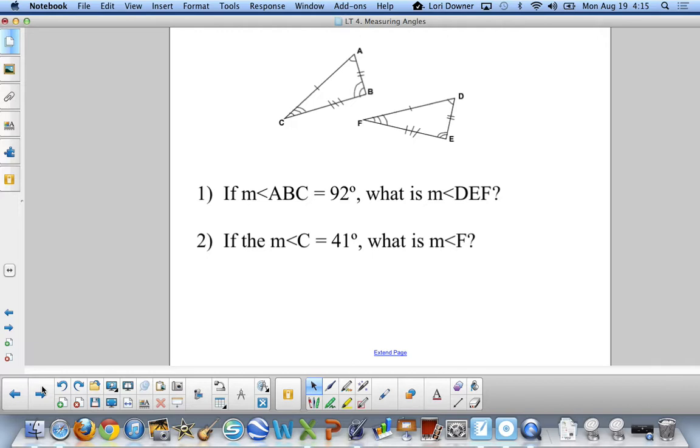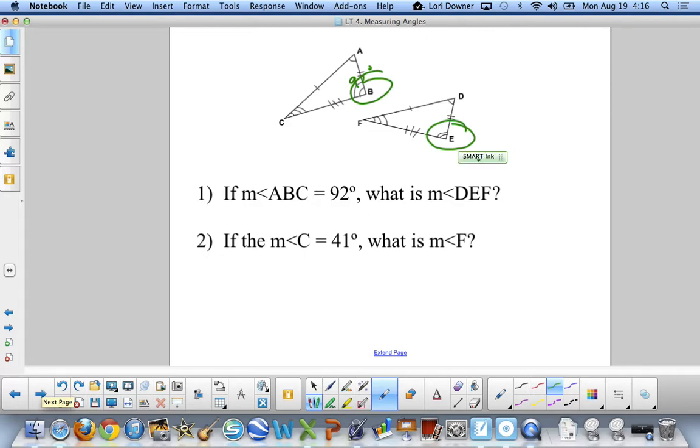If the measure of angle ABC is 92, what is the measure of angle DEF? And if the measure of angle C is 41, what is the measure of F? Pause the movie, try this, and press play when you are ready. If we know ABC is 92, what is DEF? Well, I know DEF has the 2 markings just like B did. So this would also have to be 92 degrees since they each have 2 arcs. It tells me that they are congruent and their measures are equal.